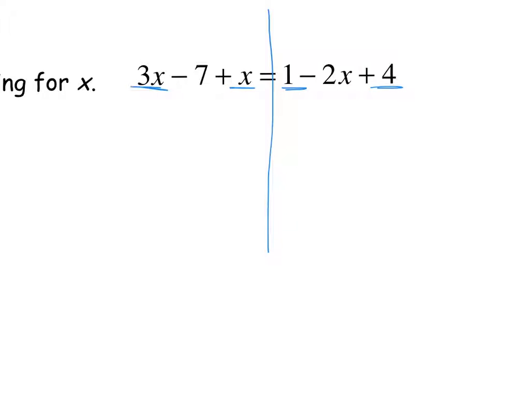And what we're going to do is combine them and make 4x, and we're going to bring down our minus 7. We have our equal sign, and on the right side we're going to take our 1 plus our 4 to get 5 minus 2x. So you are combining like terms.